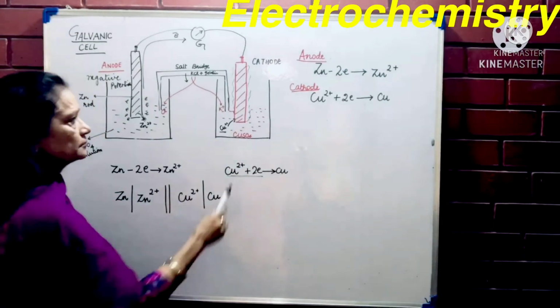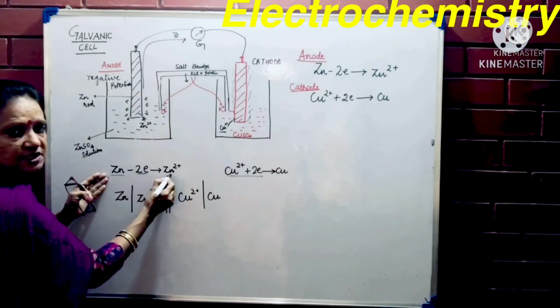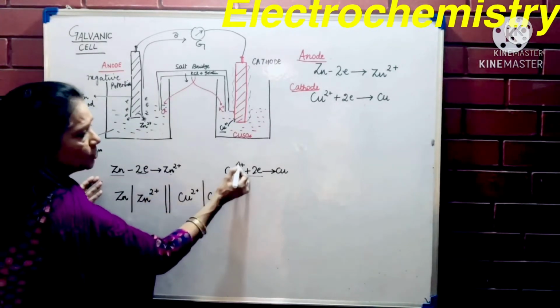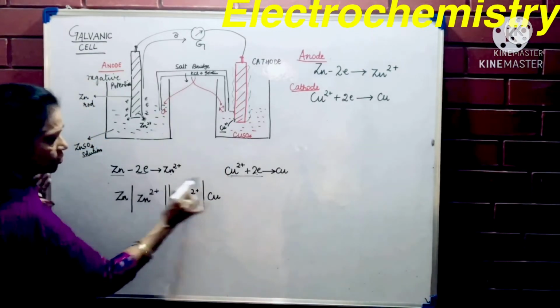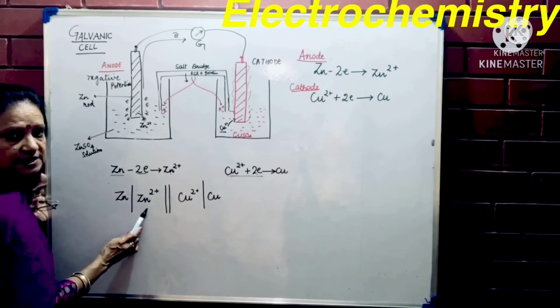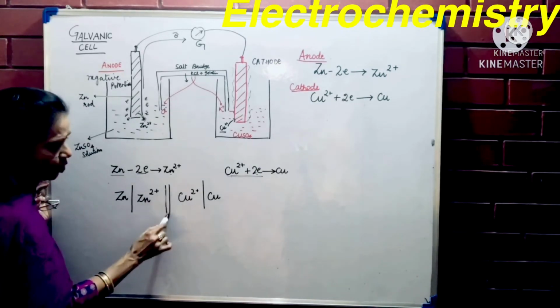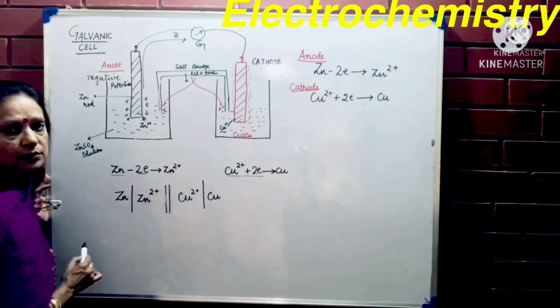Right? Now to write it down, we say Zn minus 2 electrons gives Zn 2+ ions. Cu 2+ ions gain 2 electrons to become copper. In short, all of this can be written as zinc changing into Zn 2+ ions. This is showing a salt bridge. Cu 2+ ions are gaining electrons to become copper.